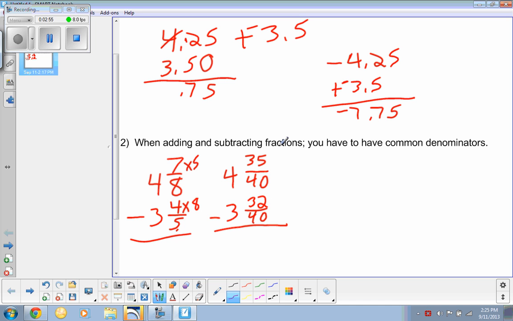Now I can go ahead and subtract. 4 minus 3 is 1. 35 minus 32 is 3. 1 3/40. Again, you always need to make sure that you reduce. That one is reduced, so you can just leave it. That is the answer. Again, when you have positives and negatives, one positive, one negative, make sure that you know if you're really adding or if you're subtracting. It's the same rules for fractions as it is decimals.